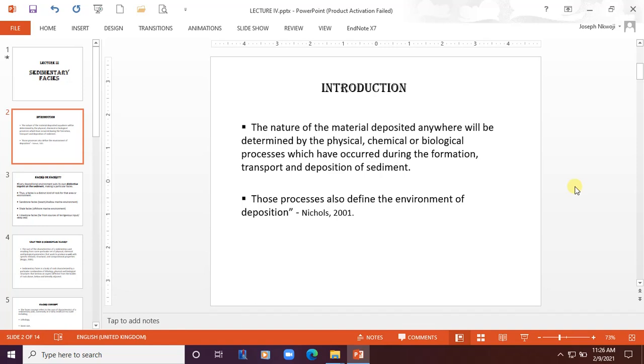Now, when sediments are deposited, they have their distinctive features, because they are deposited in different environments, at different times. So if you want to characterize them, you characterize them based on their distinct physical, biological, or chemical features, or the processes that occurred during their formation, transportation, and deposition. So they have distinctive features that you can use to classify them. And this feature, according to Nichols 2001, defines the environment of deposition of the sediment.